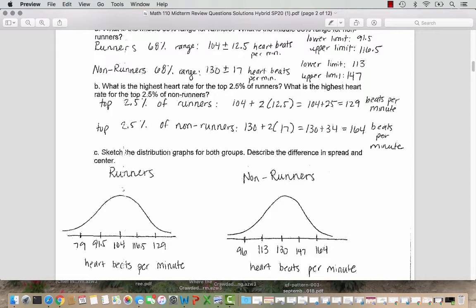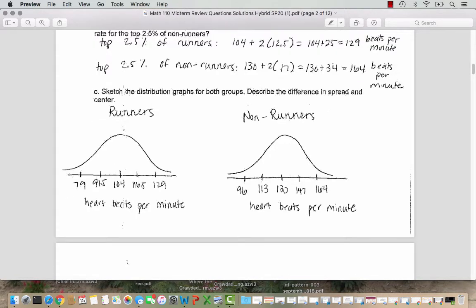So from 129 beats per minute and up is the top 2.5% of runners. Similarly, for the non-runners, we take 130 and we add 2 times 17 to get 130 plus 34, or 164 beats per minute. So 164 beats per minute and higher are the highest heart rates for the top 2.5% of non-runners. And then here's my sketch of the distribution.